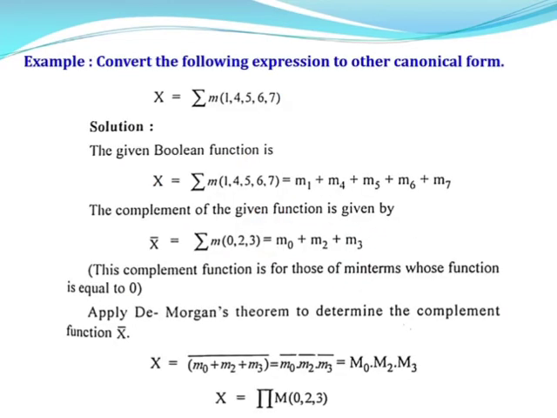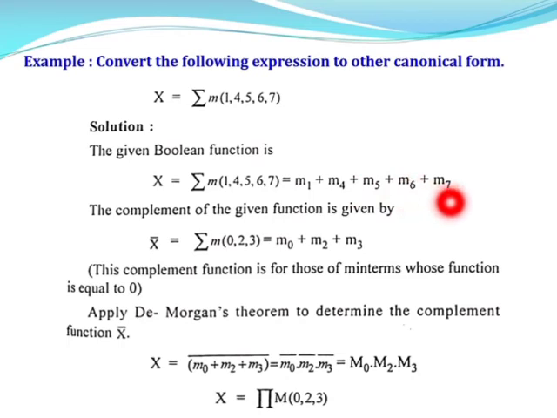Let us do one example. Convert the following expression to the other canonical form, that is the minterm m 1, 4, 5, 6, 7. From the question itself you can find the answer, as the terms 0, 2 and 3 are missing, so those will be your maxterms. Let us do the steps. The given Boolean function is x is equal to sigma m 1, 4, 5, 6, 7, which is equal to m1 plus m4 plus m5 plus m6 plus m7.